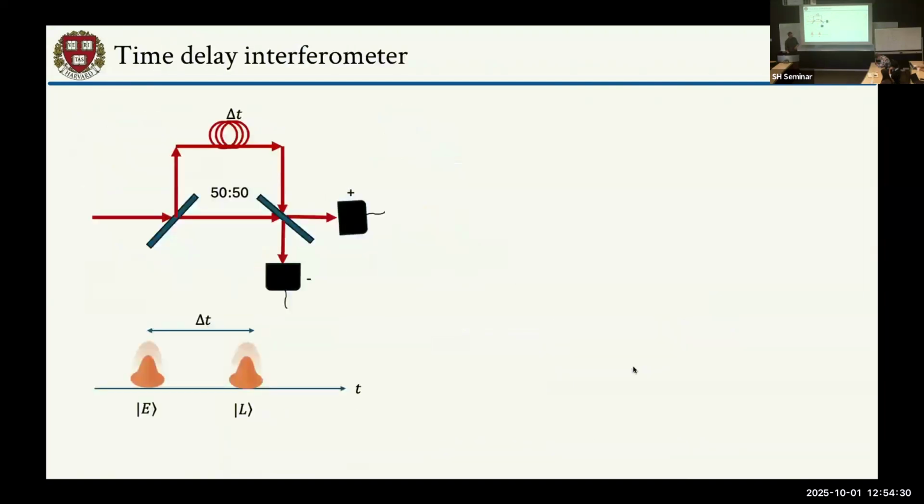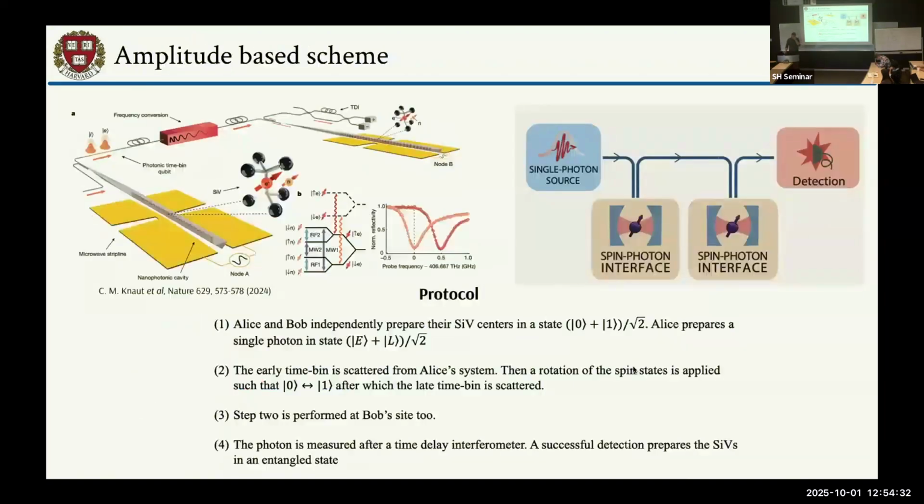Okay. So now we're going to do something kind of similar to the emission schemes. We're going to go through these steps, and make sure that we understand how we get entanglement from it.